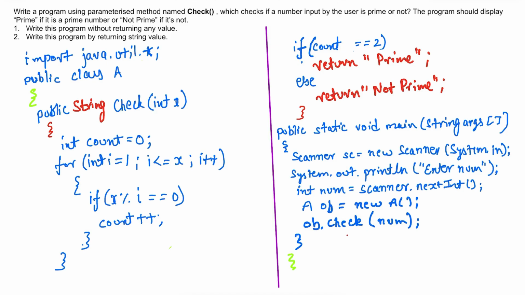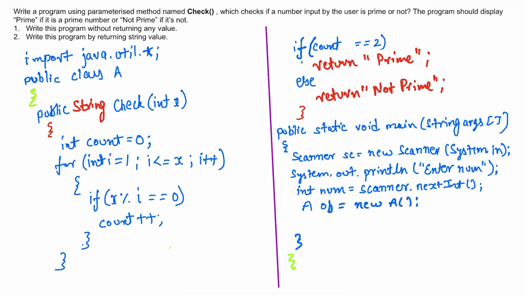But since now we are returning, we need to be able to receive it when the function is called. Basically over here, when this function is being called, we land up here, we check everything, and then it returns either prime or not prime. Now in order to receive that, we need a string variable over here. That is the one change. So I'll replace this line as well.